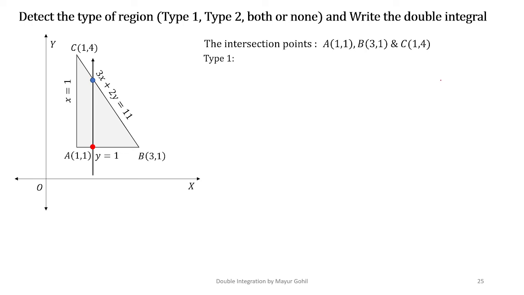So the exit point is going to be 3x plus 2y equals 11, which is the equation given to us. We need this equation in terms of y, so you can immediately write it down as y equals (11 minus 3x) divided by 2. Okay, that's going to be the upper limit for y.